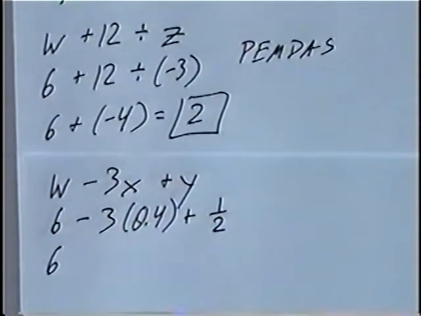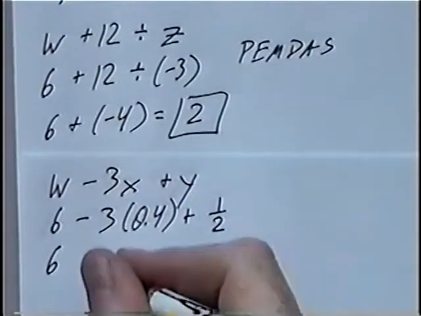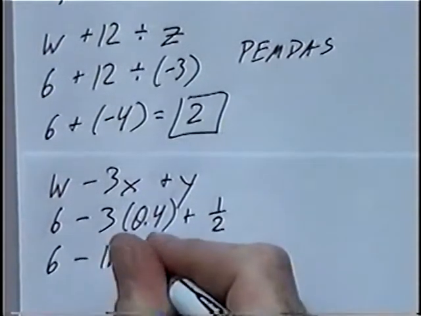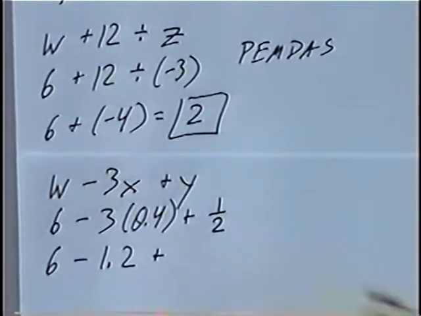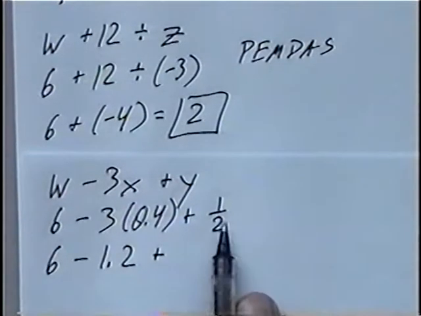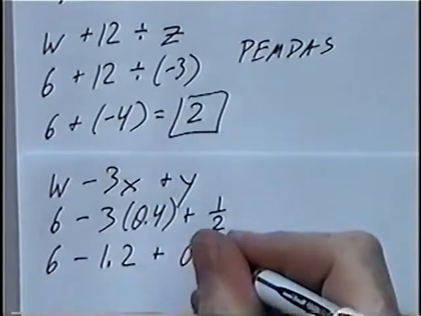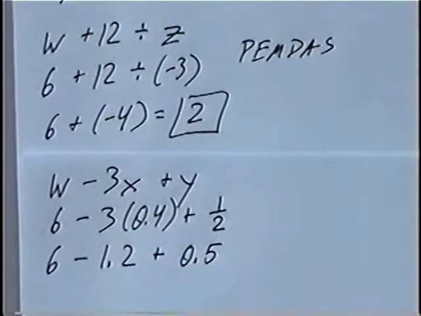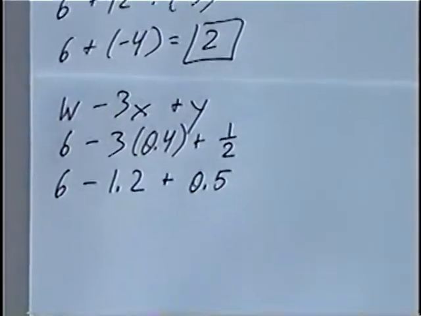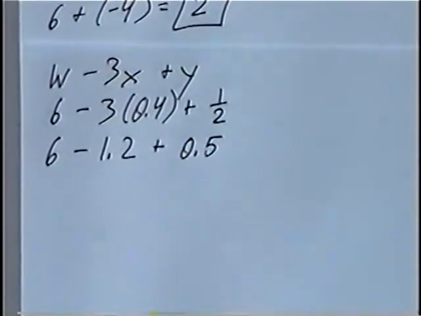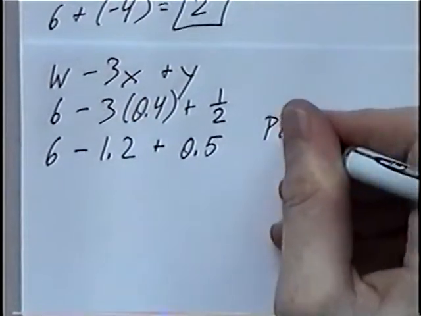PEMDAS, we're going to do multiplication first, and then we have addition and subtraction. -3 times 0.4. If you multiply that out, that'll be minus 1.2. And plus, instead of 1/2, since we already have a decimal, I'll change 1/2 into a decimal, which would be 0.5. Solving from here, keep in mind we're following PEMDAS.